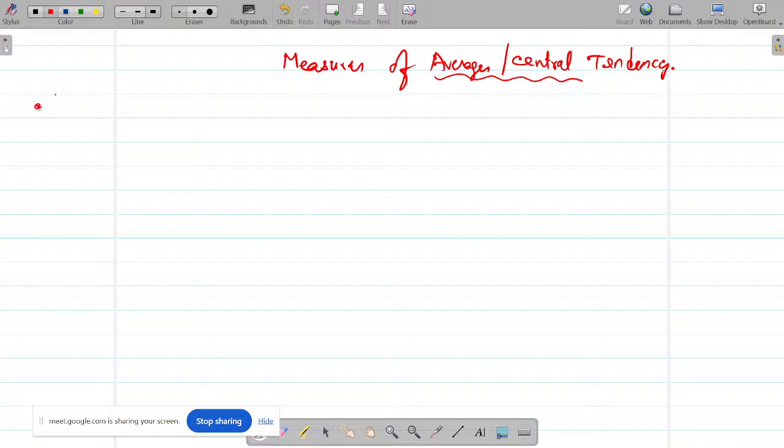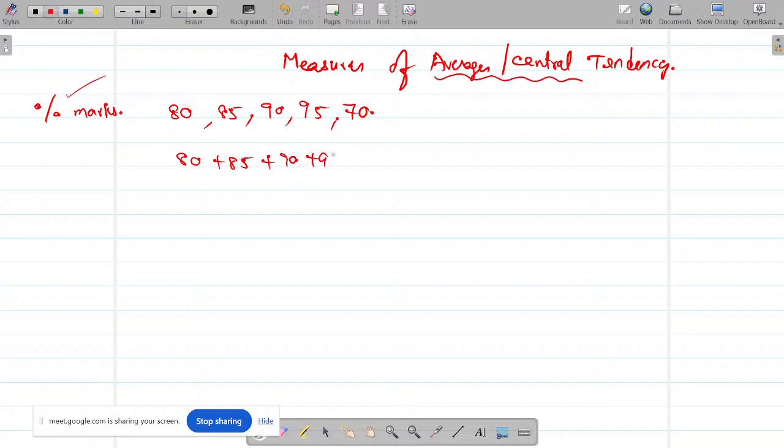You have calculated your percentage marks in your 10th or 12th, right? What you have done there? Probably you're getting five subject marks: 80, 85, 90, 95, 70. How do you calculate the percentage marks? You add everything, right? Then you divide by 5. Why 5? Because it's for 5 subjects. Then you multiply by 100. If you're going to do it in percentage, you will multiply by 100.